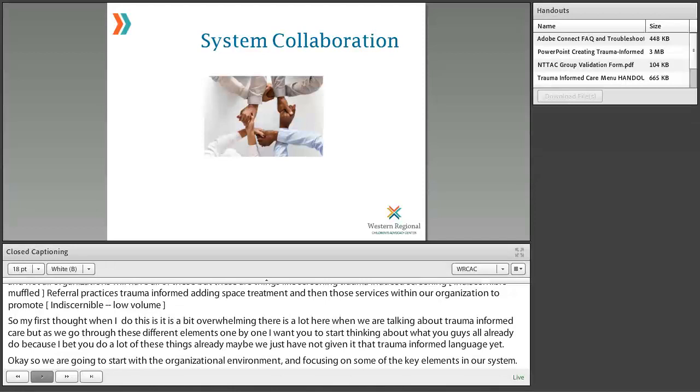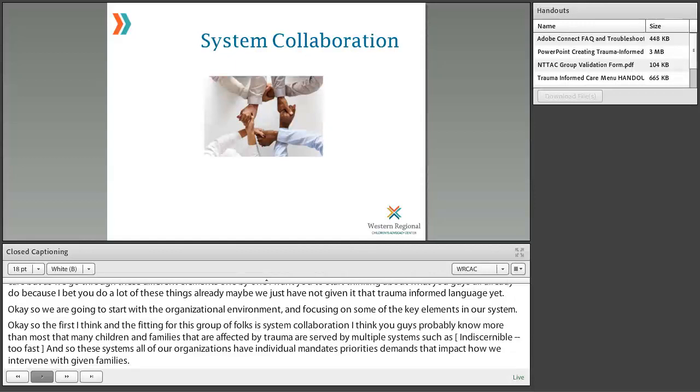I think you guys probably know more than most that many children and families that are affected by trauma are served by multiple systems, such as child welfare, schools, law enforcement, basically all of you guys on this call, right? And so these systems, all of our organizations, have individual mandates, priorities, demands that really impact how we intervene with kids and families. So trauma-informed cross-system partnerships really involve collaboration, service coordination, information sharing among all these different professionals.